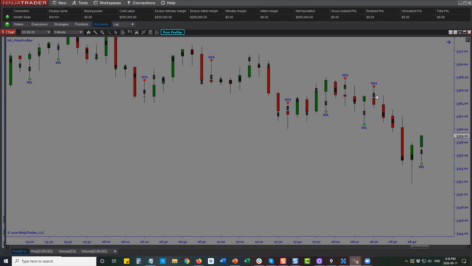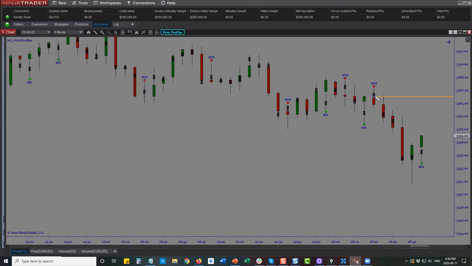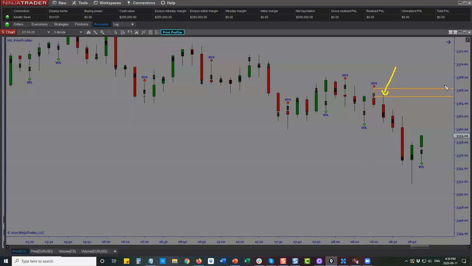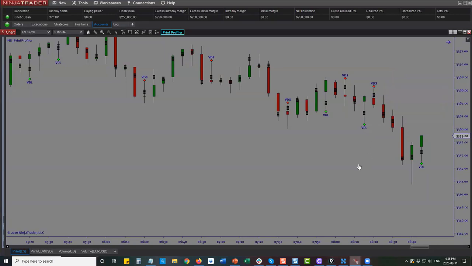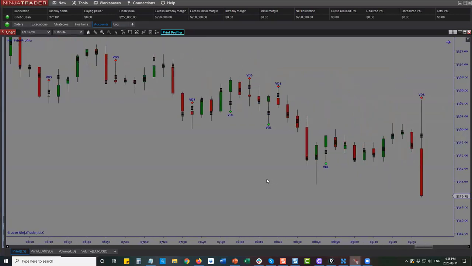There was a big drop here, and this is very important. If this was not tested, I would be drawing my lines right here, and I'd be looking to short that. But you can see it's been tested. So that's no trade. Watch what happens. Moving on to the next bar. Next one, next one, next one. What happened here? Pretty cool.